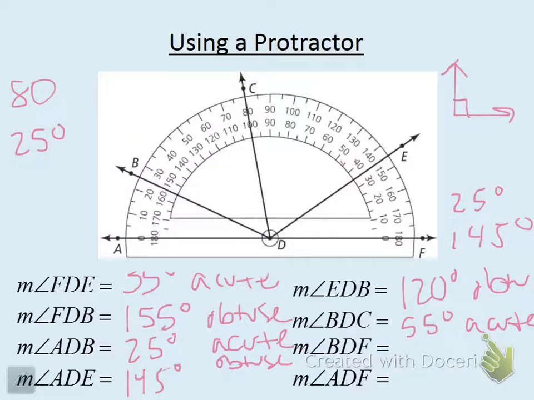BDF, so we got BDF. So we're wondering from here to here. So we can just check to see where this one sits here on the low end because it's obviously bigger than 90 degrees. So we know it's between 150 and 160, so it should be 155, which is obtuse.